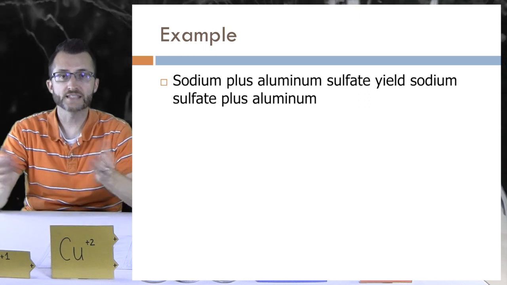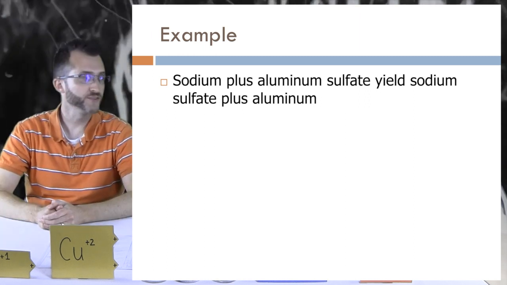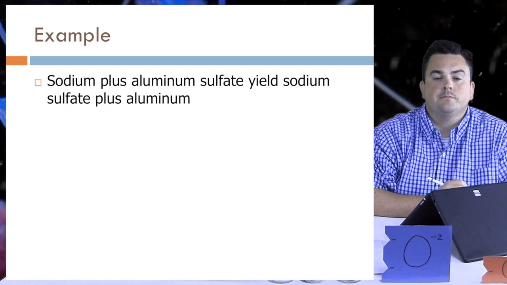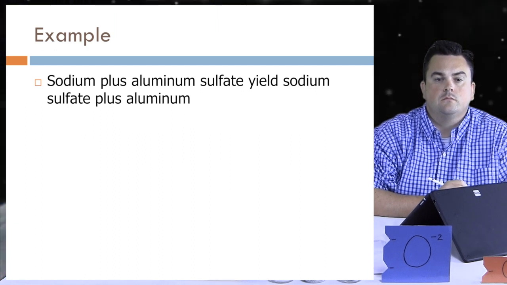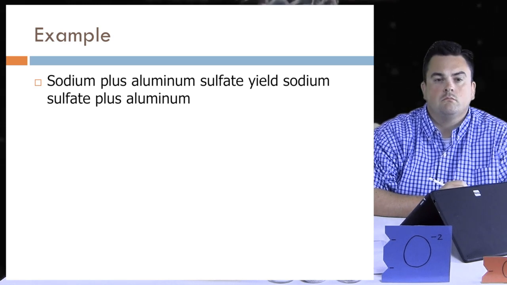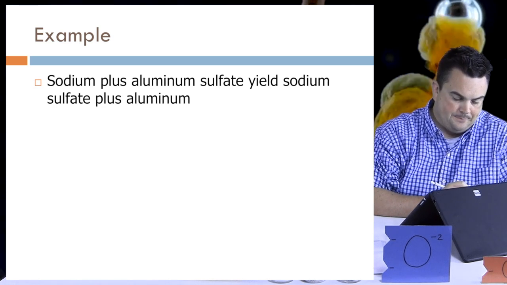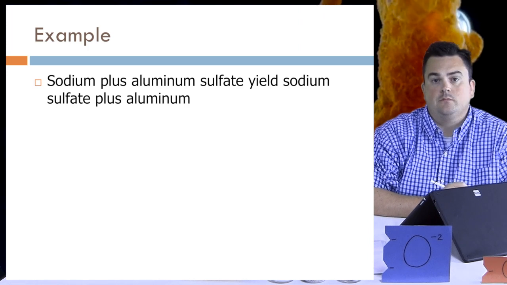All right, let's do an example of a word equation. You ready, Fu? I am. All right, good. The example says sodium plus aluminum sulfate yields sodium sulfate plus aluminum. All right, we just have to break this down into pieces. So Fu, let's start with sodium. Okay. Is sodium an element or a compound? Sodium's an element.